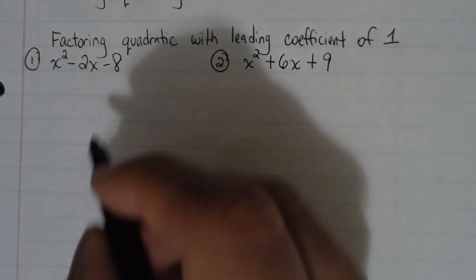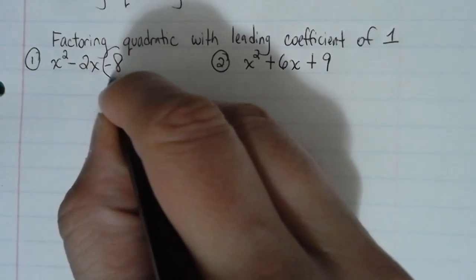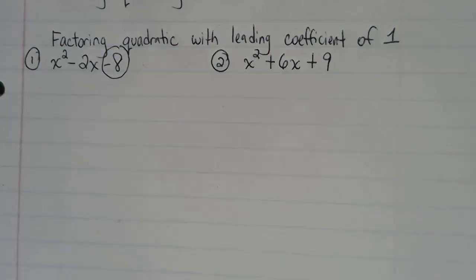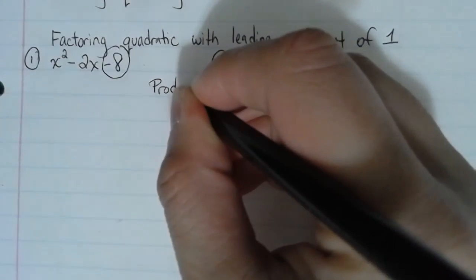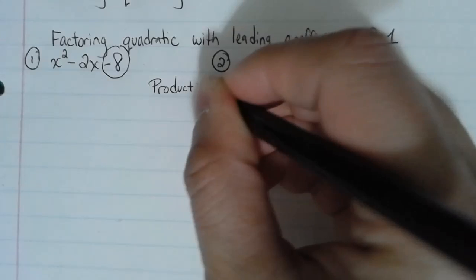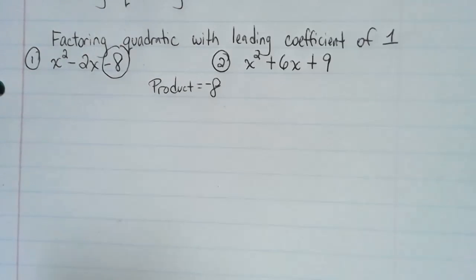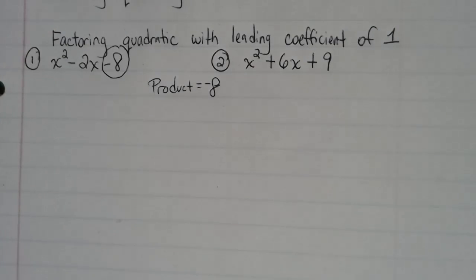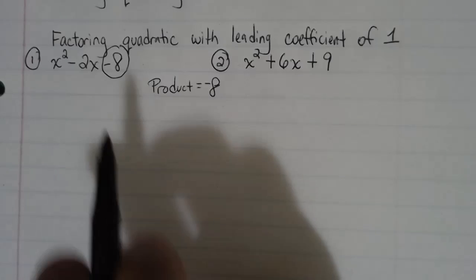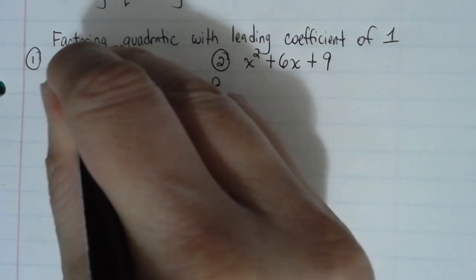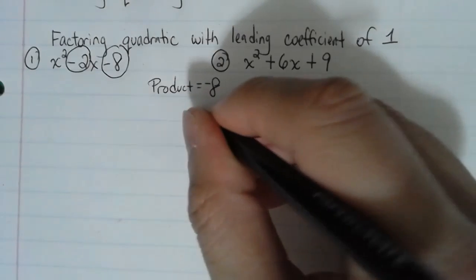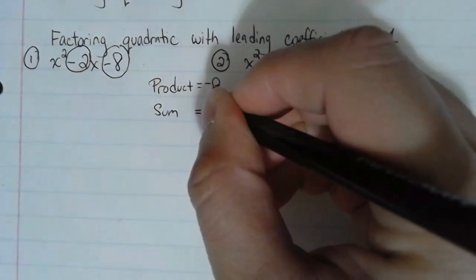Now, we are going to look at this last number right here, negative 8. That will be the product that we are aiming for. The product is the result of two numbers that multiply to get that negative 8. And this number in the middle right here, negative 2, is the sum that we are aiming for.